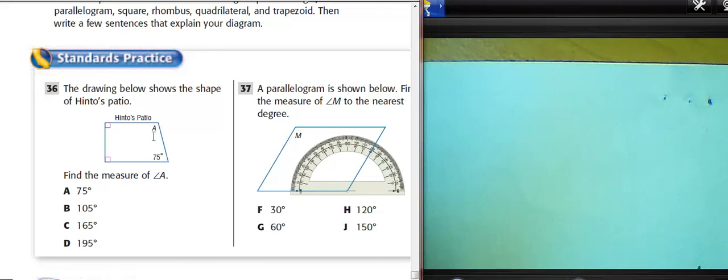And we can solve this angle by adding all angles here, and the result will be subtracted from 360. We know 90 plus 90 equals 180. So measure of angle A equals 180 subtract 75 equals 105. So we must choose letter B.